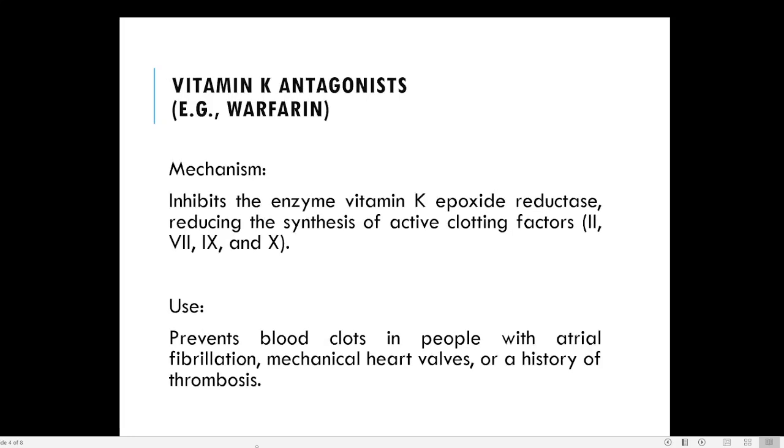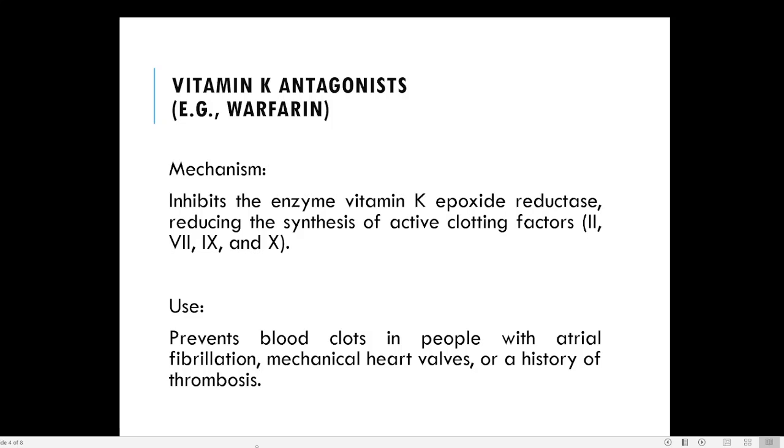Now here you can see the different types of anticoagulants. One is vitamin K antagonists. That is one type of anticoagulant. Here you can see the mechanism: it inhibits the enzyme vitamin K epoxide reductase. This enzyme is very important for the synthesis of clotting factors 2, 7, 9 and 10. That is the function of vitamin K antagonists. An example is warfarin. Their use is preventing blood clots in people with atrial fibrillation.